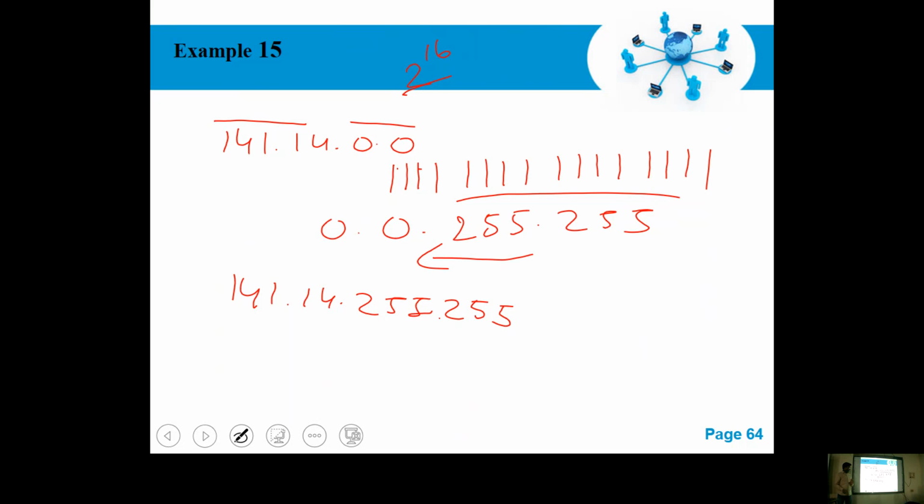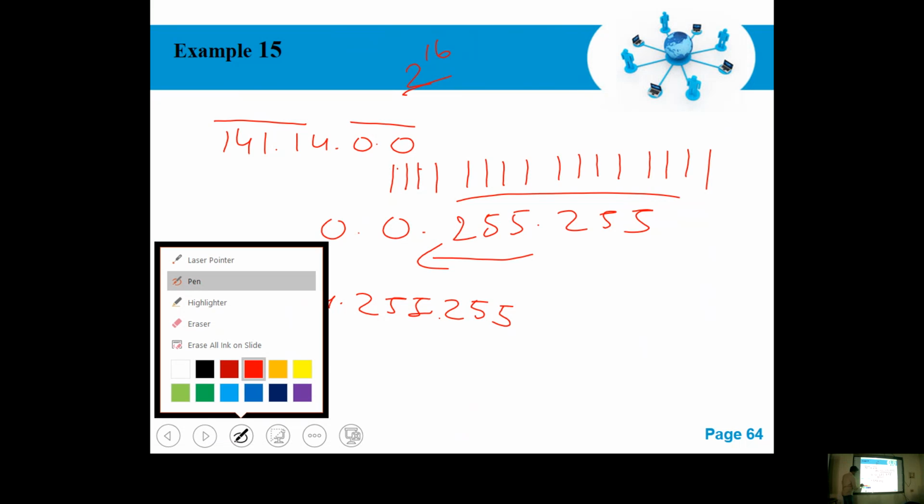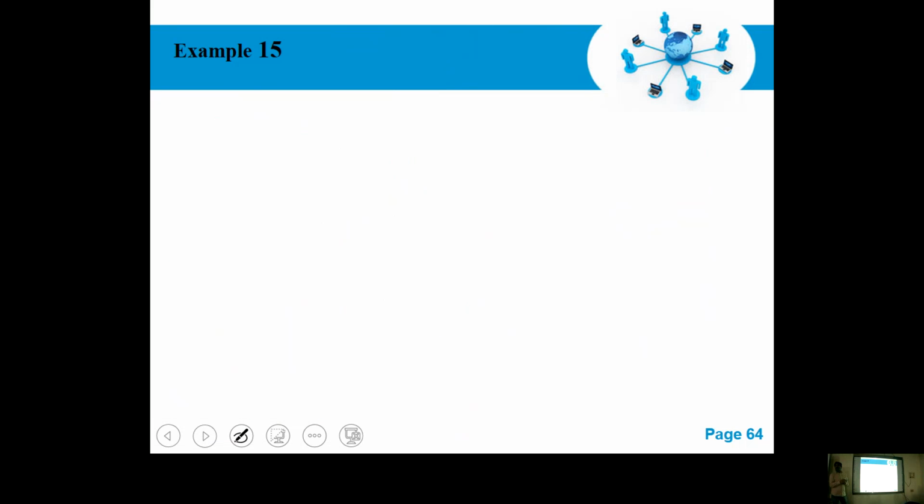Now let us try to calculate for the subnet we are doing. For the subnet, how can I do it? See here, 141.14.0.0, I had 2 power 16 addresses. But when I divide into smaller groups, how many are we going to have? When I divide into 4 groups, it will be 2 power 14. So now, how many ones do I need to write?